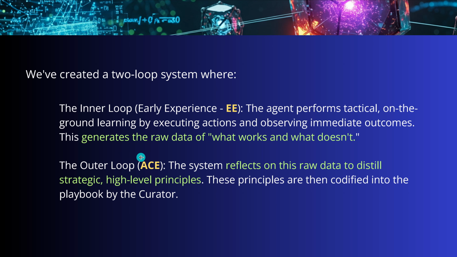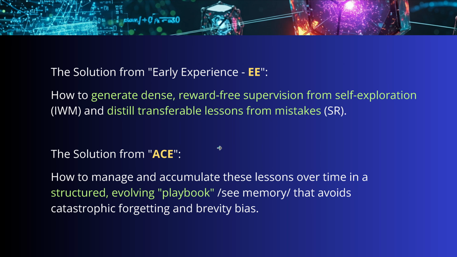And then the outer loop, ACE, reflects on this raw data that we just generated to distill now strategic higher-level principles. So we have, if you want, the beginning with a little bit of supervised fine-tuning, then we have a self-learning process to get the raw data of the experiment, of the interaction with the environment. And now here in the second outer loop with ACE, we distill it into strategic high-level principles, into a generalization in natural language, where we can apply this to all other flights around the globe. The principles are then codified into the playbook by the curator. So easy. And we have both papers, not just the Stanford paper.